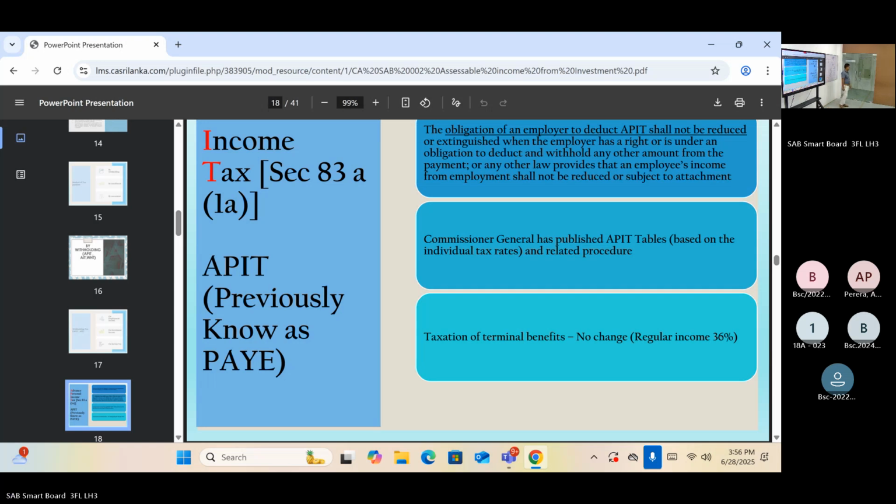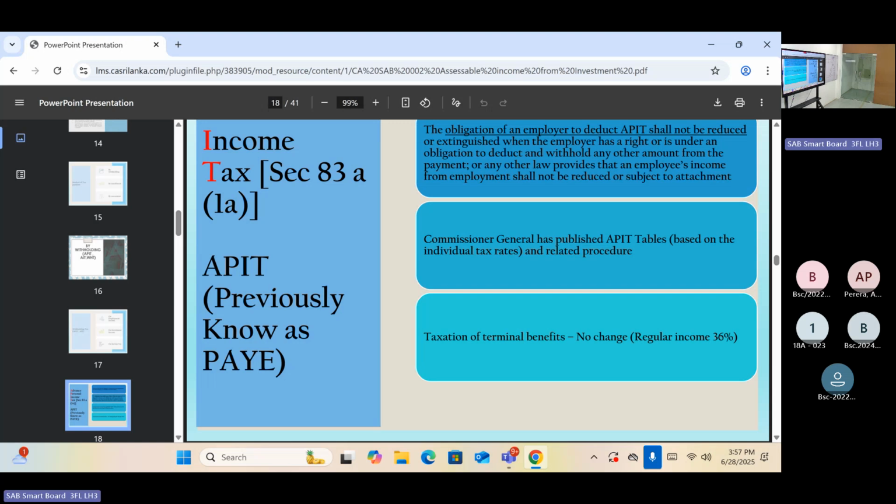Retirement benefit. Terminal means termination, which can happen from the employer side or the employee side. So if you have another opportunity, you can go and terminate that employment. As a result of the termination, if you get anything, that comes as a terminal benefit.